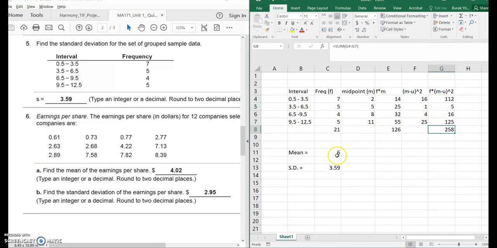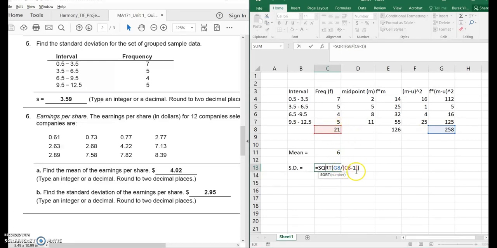Now the standard deviation is, we need to divide the sum of this f times (m minus u) squared by the sum of frequencies minus 1. So it needs to be n minus 1. n is 21, n minus 1 is 20. So 258 divided by 20, so that's G8, 258 divided by C8 minus 1, which is 20.